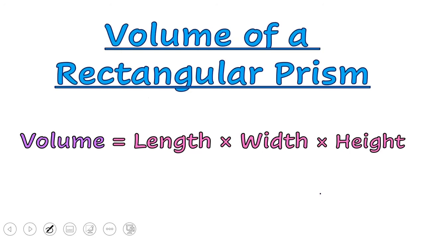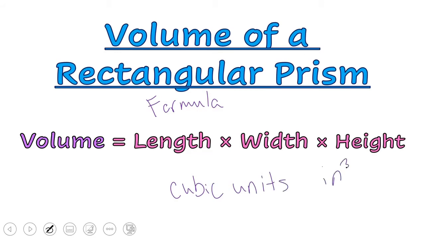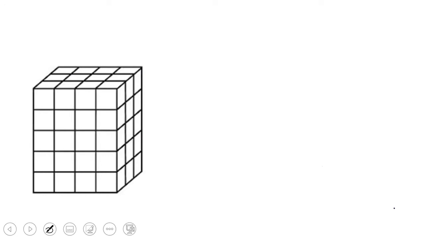Okay. And again, the volume of a rectangular prism formula, this is our formula, volume equals length times width times height. And everything is always measured in cubic units. So it could be inches cubed, it could be centimeters cubed, it could be feet cubed, anything cubed, or cubic units. Okay? So let's look at this one for example.